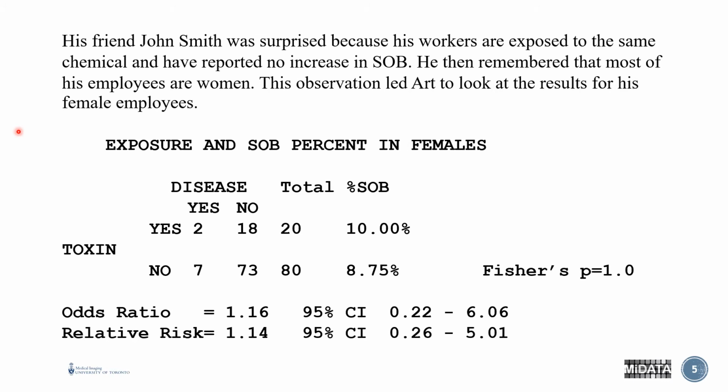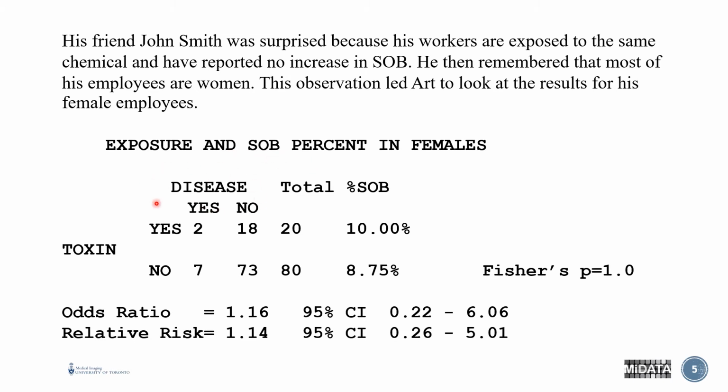So his friend John Smith was surprised because his workers are exposed to the same chemical and have reported no increase in SOB. He then remembered that most of his employees are women. This observation led Art to look at the results for his female employees. So in this case, it's exposure and SOB percent in females.